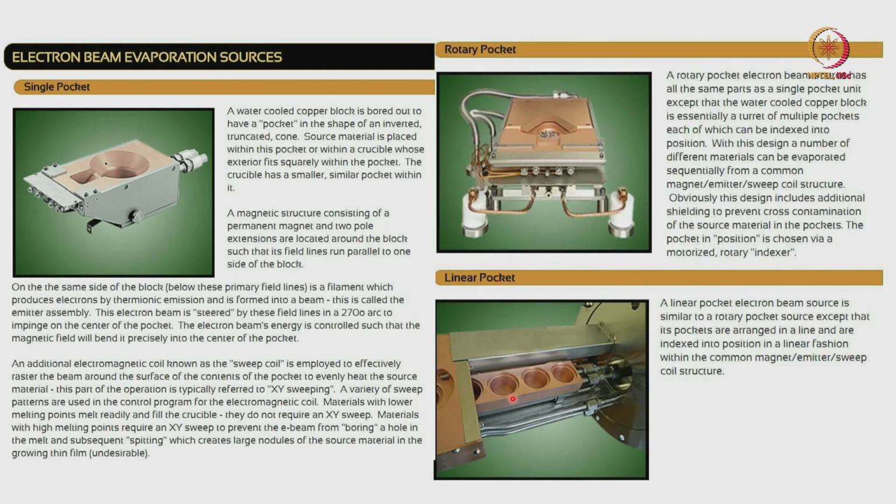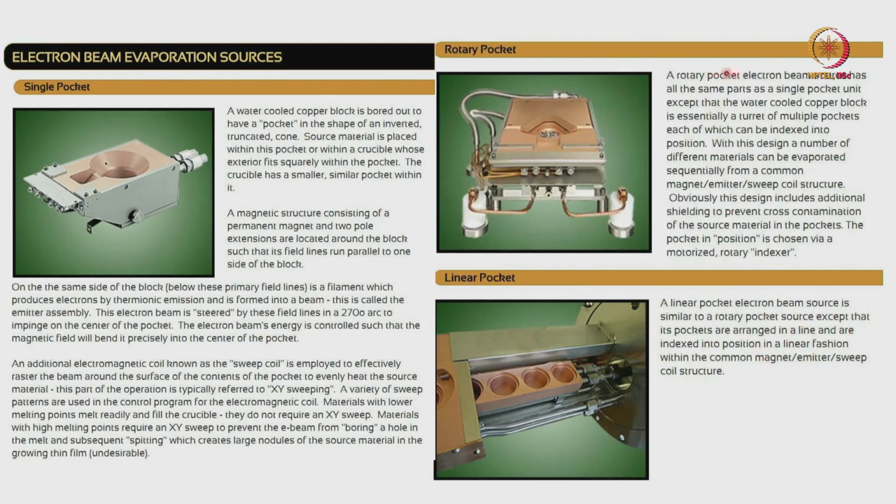Then there are linear pockets. That means that on 4 pockets, whatever the material you want to deposit, you have to bring that particular source holder to where you can incident the electron beam. So linear pocket e-beam is similar to a rotary pocket source, except that the pockets are arranged in a line and are indexed into a position in a linear fashion.